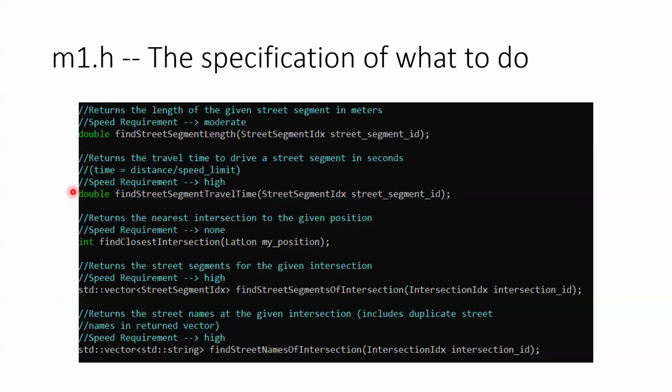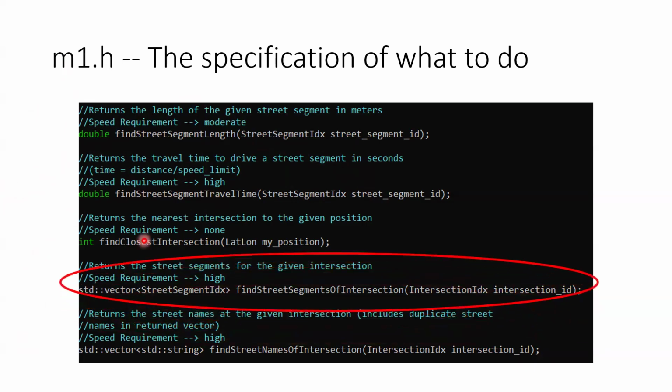And the functions are defined here in m1.h. In here, you will see all of the function headers that you need to implement. And every line of comment here is also useful, so make sure you read through them. Usually the comment here tells you what this function needs to do, and there's the speed requirement. Let's use find street segments of intersection as an example in this tutorial.